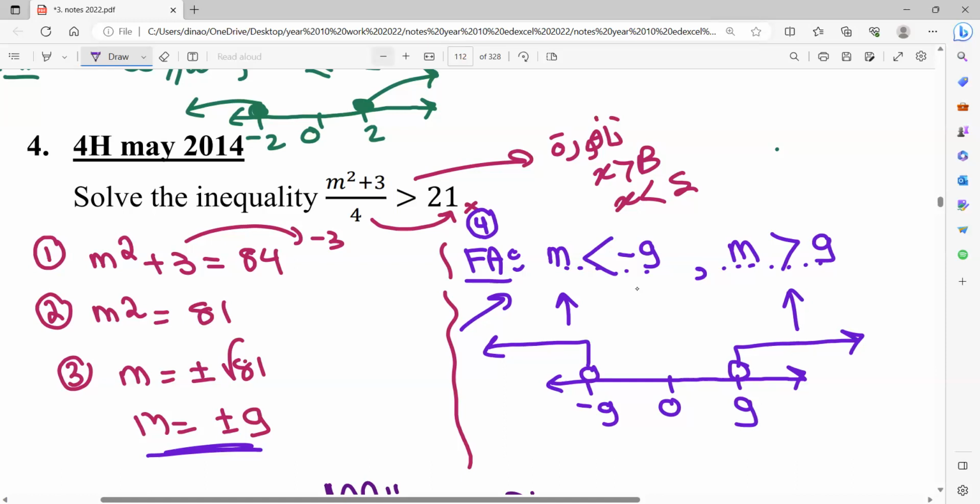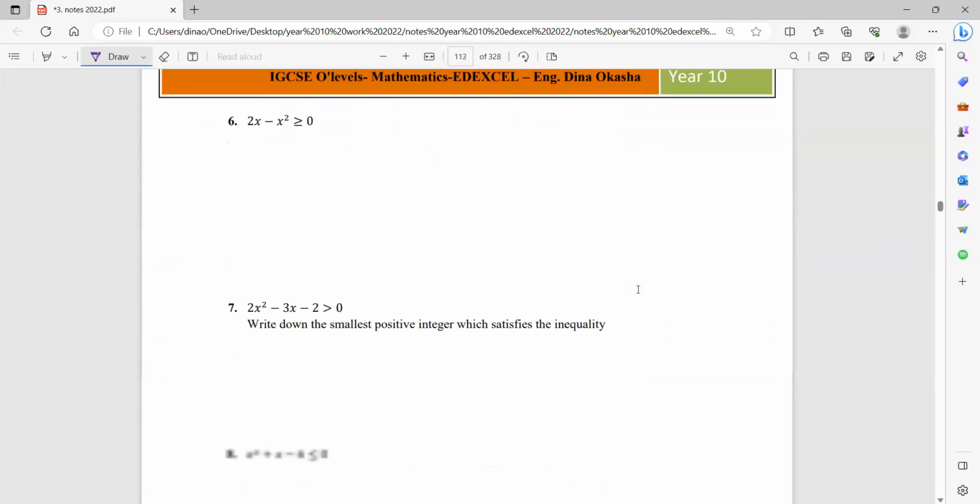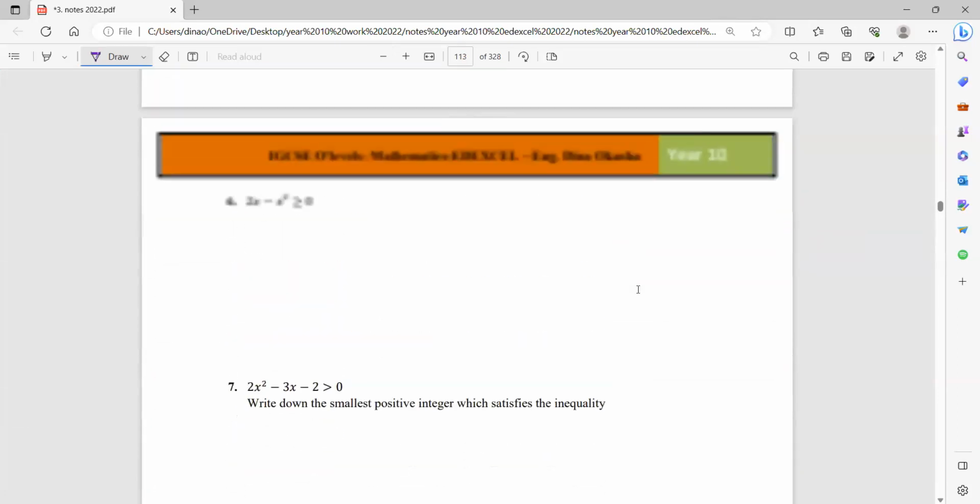So let's see. Where are we now? I think this page is done. خلاص, let's move on. ناقص لنا 3 questions. يلا, let's solve them together.